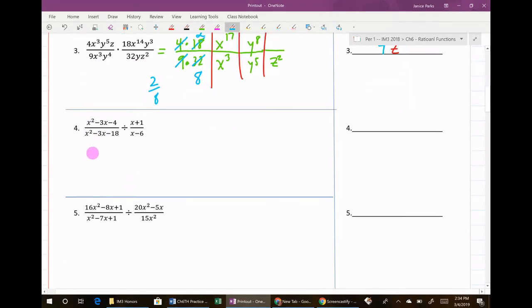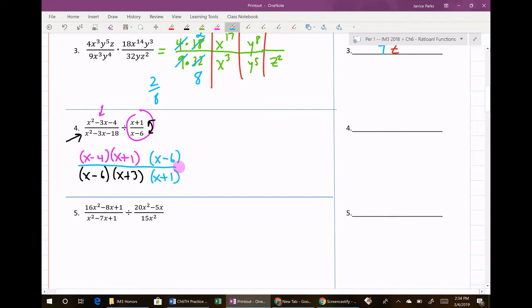For the next one, it's division. So I'm going to go ahead and factor the first part. That's x minus 4 and x plus 1. I'm going to factor the denominator. That's x minus 6 and x plus 3. This has to be flipped. So when I flip that, you're going to get the x minus 6 at the top and the x plus 1 at the bottom. Once you've factored everything, go through and cancel anything that's alike. X minus 6, x minus 6, x plus 1, x plus 1. So your final answer is x minus 4 over x plus 3.